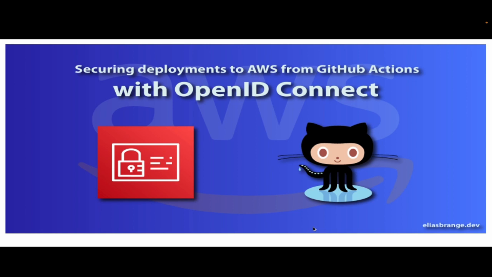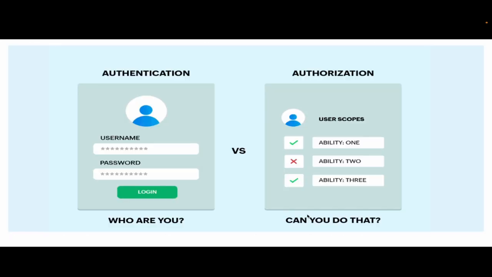The use of OIDC allows for secure authentication and authorization when accessing AWS resources, while GitHub Actions provides a streamlined way to automate the deployment process. So you will be thinking, what is OpenID and why do we use it?